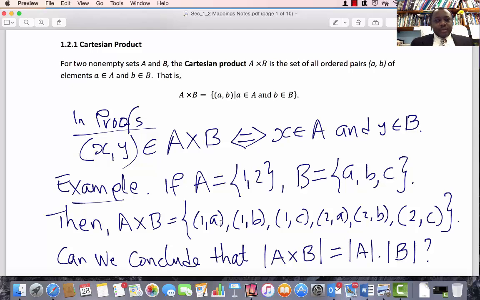Welcome to section 1.2 of the text Elements of Modern Algebra, 8th edition, by Gilbert and Gilbert. Section 1.2 deals with mappings.